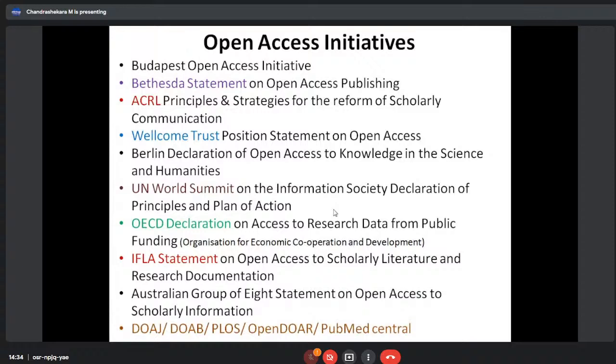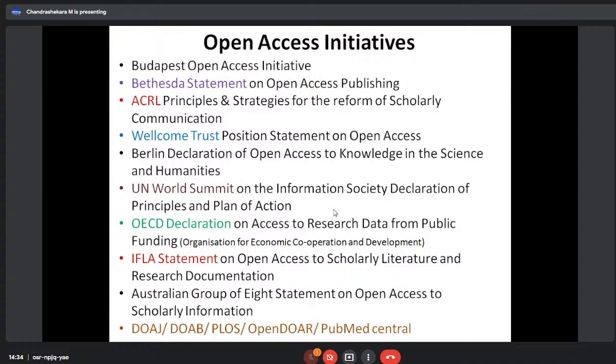Association of College and Research Libraries, Principles and Strategies. Wellcome Trust Position Statement on Open Access. They also made some policies. Berlin Declaration on Open Access to Knowledge in the Sciences and the Humanities, they did. And UN World Summit on Information Society Declaration of Principles and Plan of Action, one. OECD Declaration on Open Access to Research Data from Public Funding only.